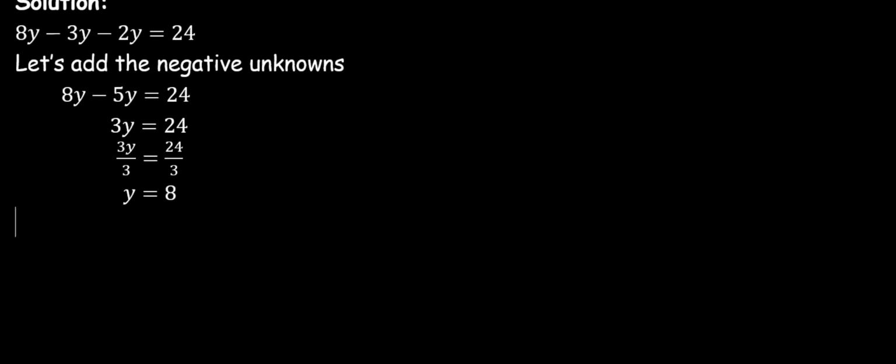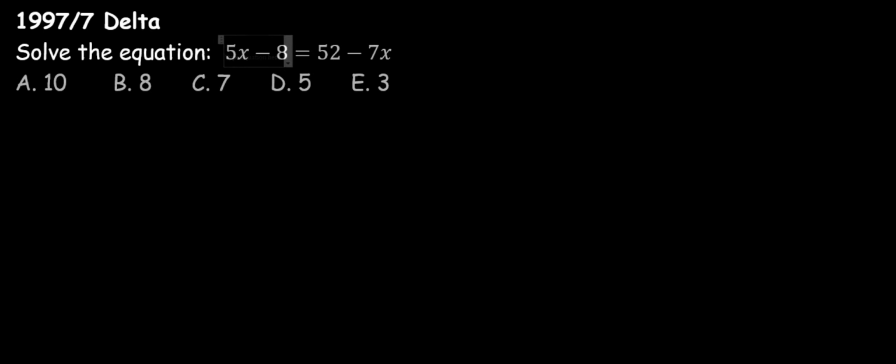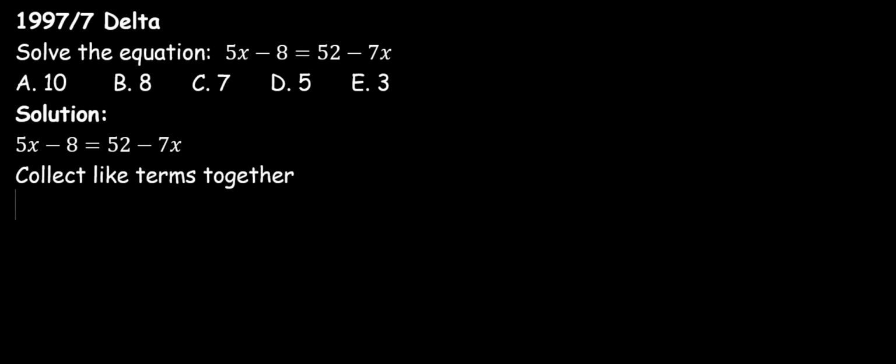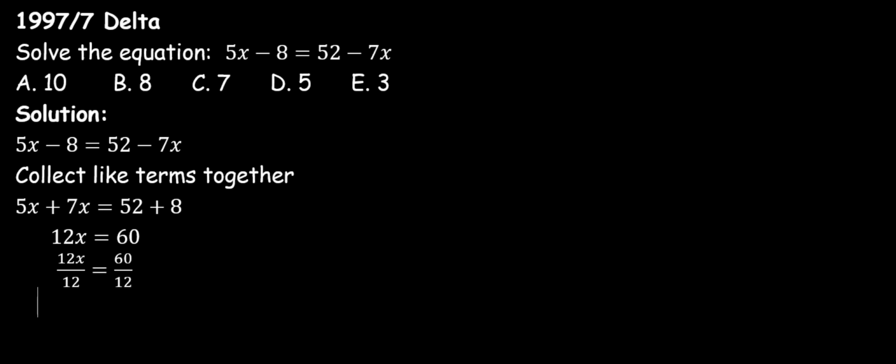Another example. Solve the equation 5x minus 8 equals to 52 minus 7x. Solution. We write out our given problem, which is 5x minus 8 equals to 52 minus 7x. Next, we collect like terms together. We now have 5x plus 7x will be equals to 52 plus 8. And that will give us 12x will be equals to 60. Next, we divide both sides by the coefficient of x, which is 12. So we have 12x divided by 12 will be equals to 60 divided by 12. And the result will be x equals to 5.